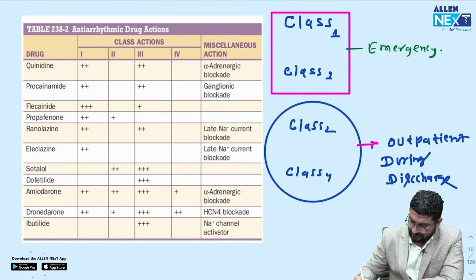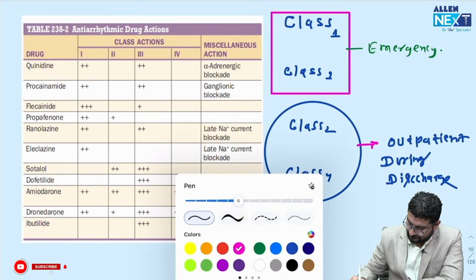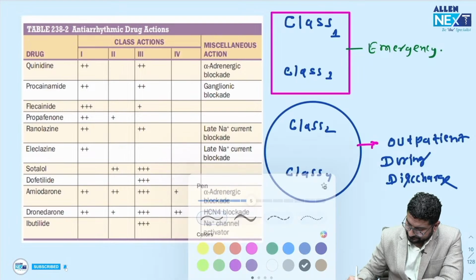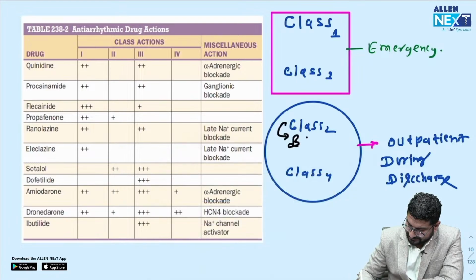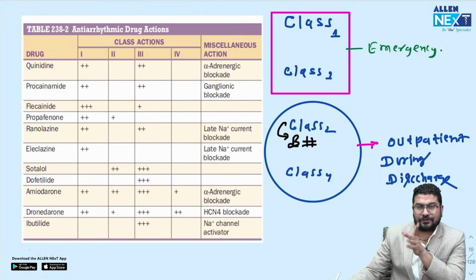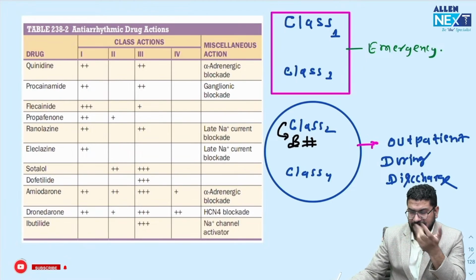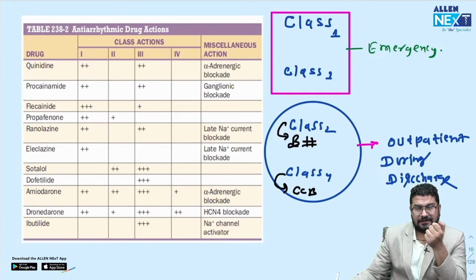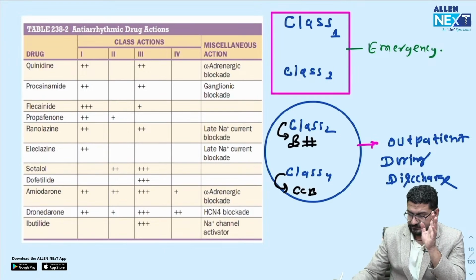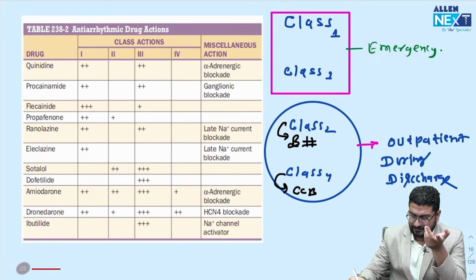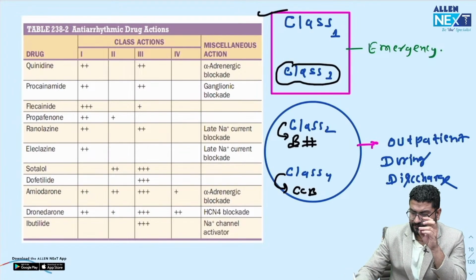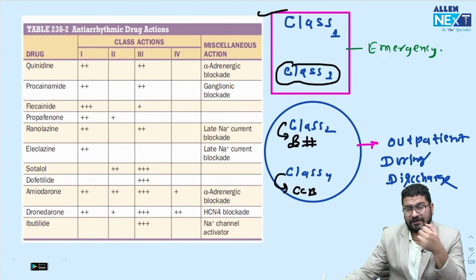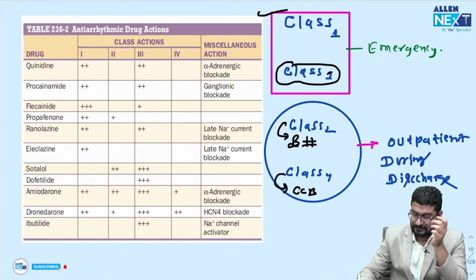So in class 2 we have beta blockers, except sotalol, because sotalol will be in class 3. In class 4 we have CCBs. In class 1, now we use these drugs very less. We have drugs like quinidine, procainamide. In class 1 we have 1A, 1B, 1C. In class 3 we have drugs like amiodarone, dronedarone, ibutilide. So this is the most commonly used class in emergency.